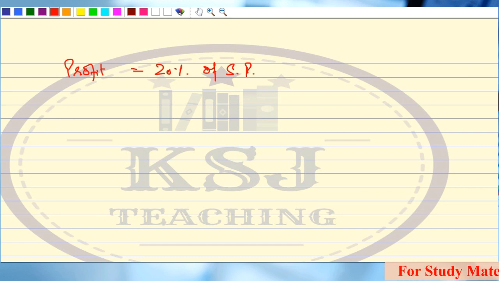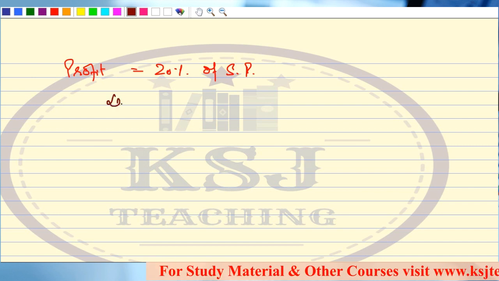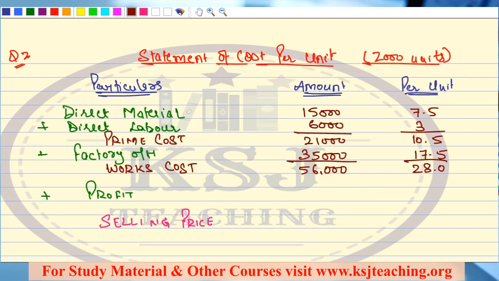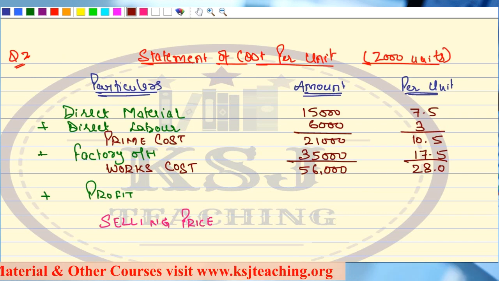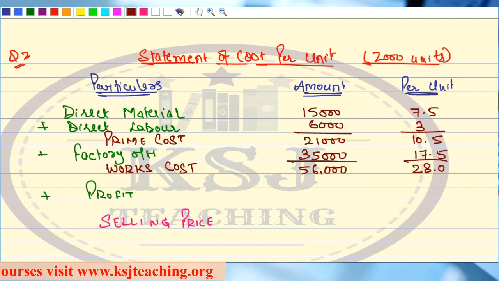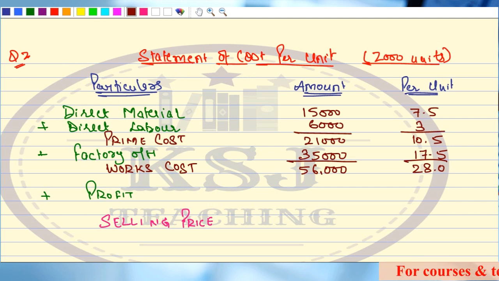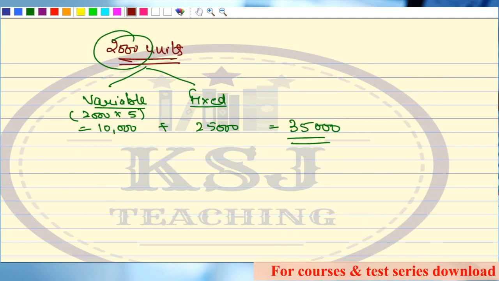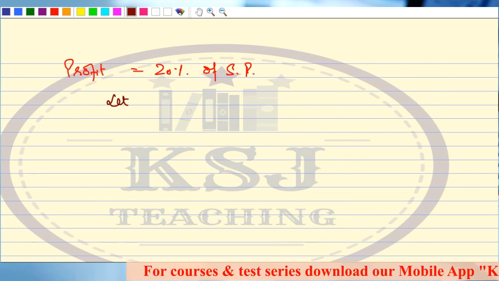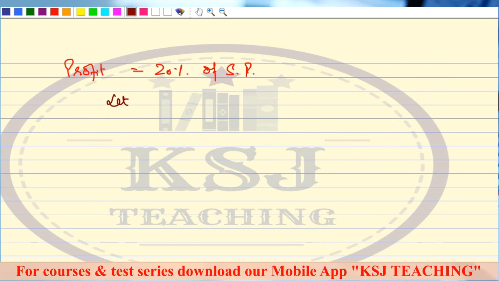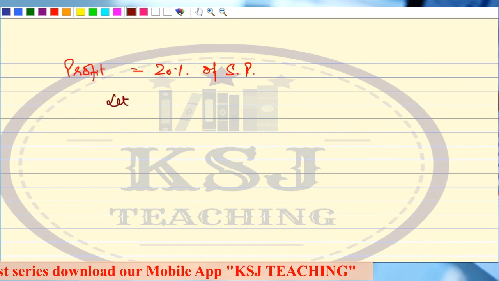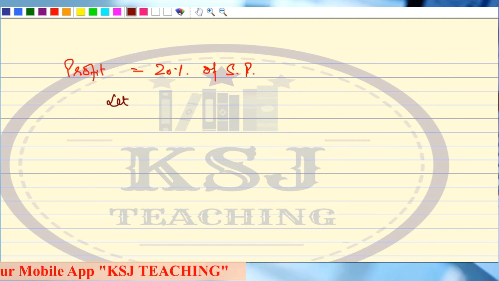Clear? That means let selling price be X. But here we have profit to be calculated on cost, right? Because we don't have the selling price. So we need the profit to be calculated on cost, but we are given the profit on selling price. Now what should we do, sir? We'll try to find out, if the profit percentage on selling price is 20%, then what is going to be the profit percentage on cost?